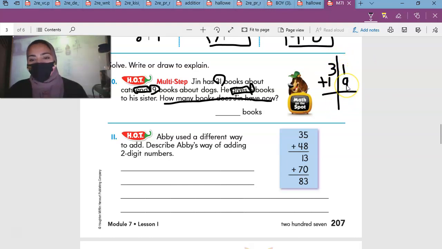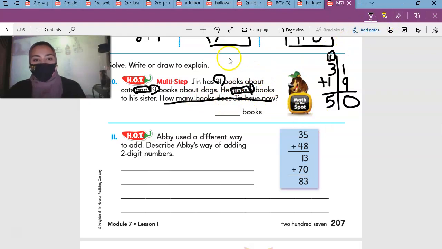What's 1 plus 9? 10. So do I have to bring the 1 over? Yes, I do. Okay, what's 3 plus 1? 4. And what's 4 plus 1? 5. 3, 4, 5. He gives 5. Okay, how many books does he have now? He gives how many books? 5. He gives 5 books away.